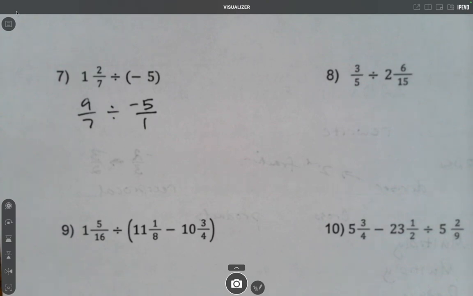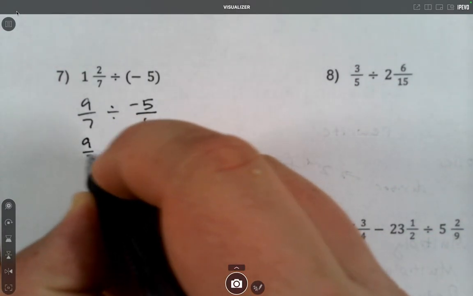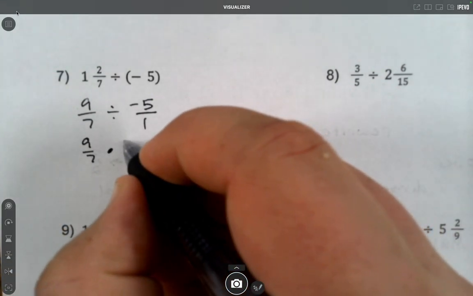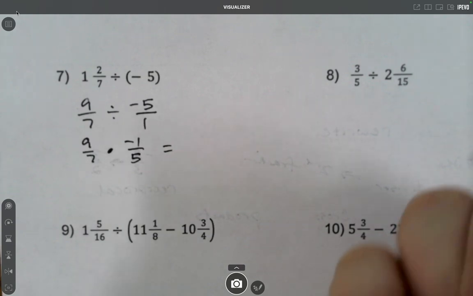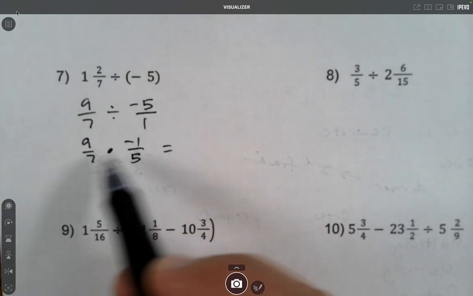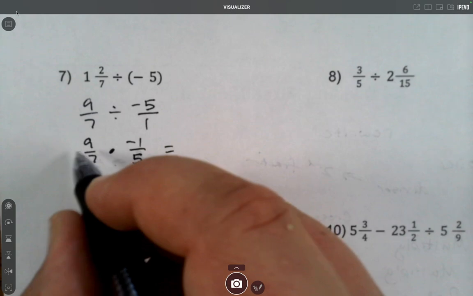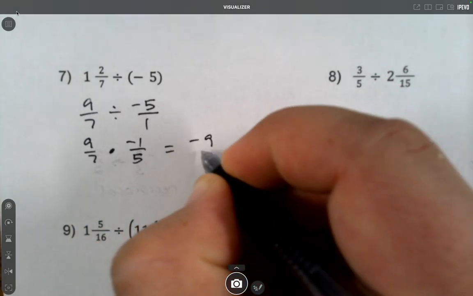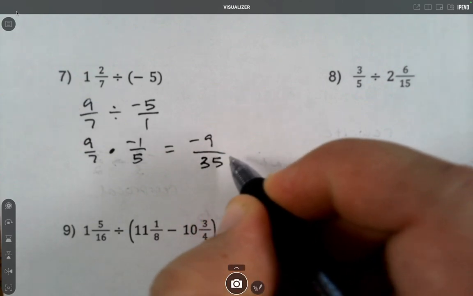Then we know we keep, change, flip, so we keep, change to multiplication, and flip. And there's nothing to cancel out in the cross product. 7 and 1, 9 and 5, nothing they have in common with each other except for the number 1, which doesn't really help. 9 times -1 is -9. 7 times 5 is 35.